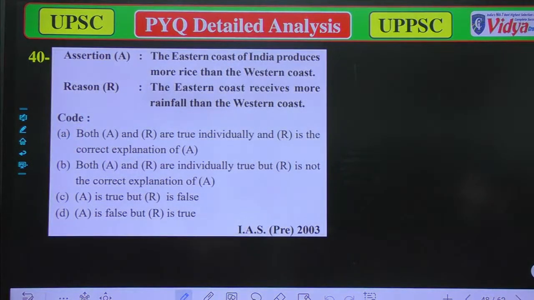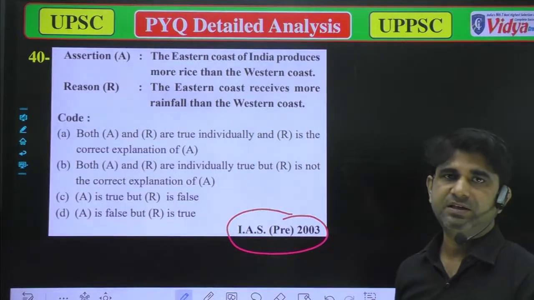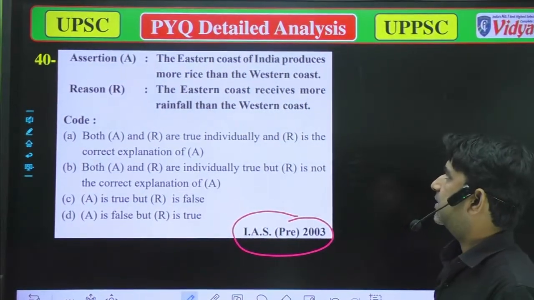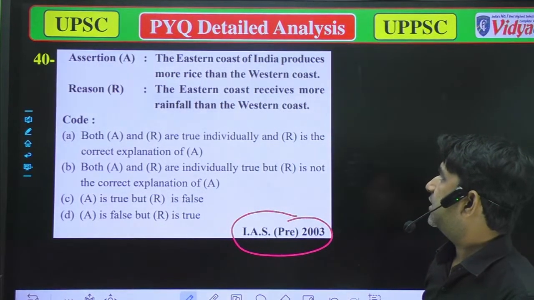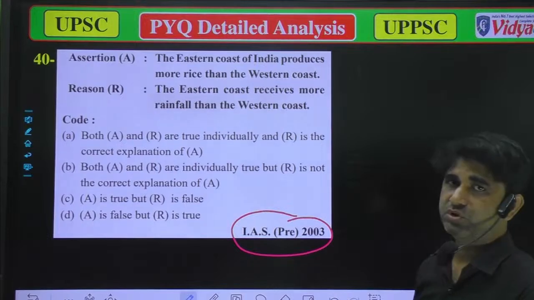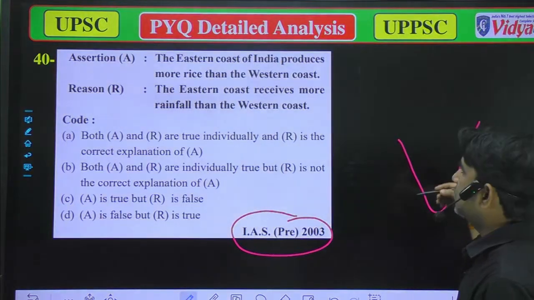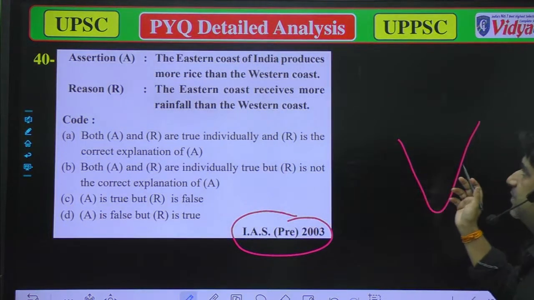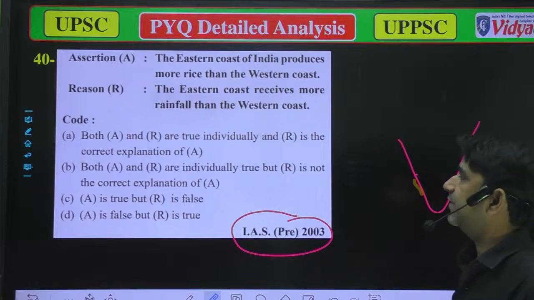And our next question is, these are two statements. That question was asked in ISP 2003. The assertion is: the eastern coast of India produces more rice than the western coast. If we talk about the map of India, that's saying the eastern coast of India provides more than the western coast. Second, the eastern coast receives more rainfall than the western coast.